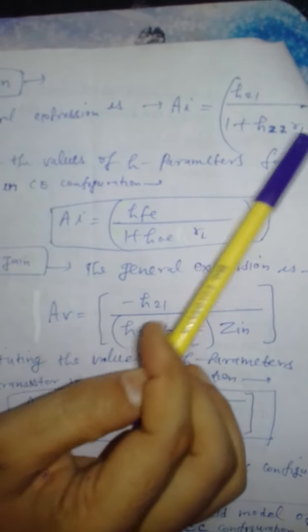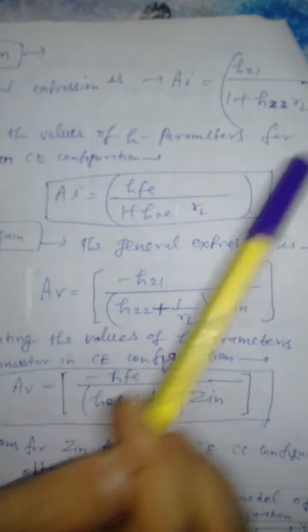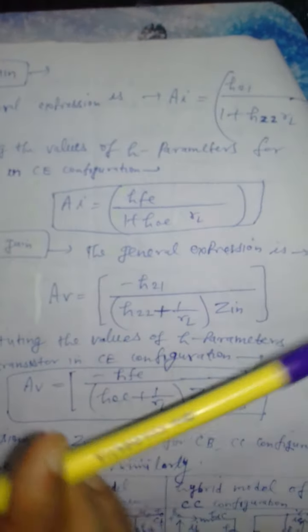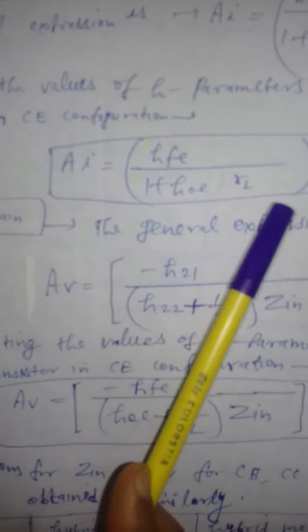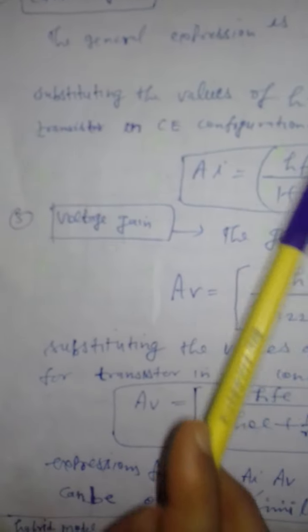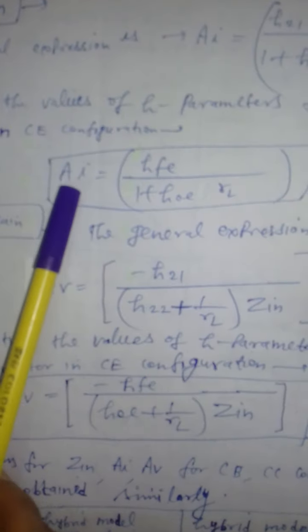Now replace these two parameters. H21 is replaced by Hfe for common emitter, and H22 is replaced by Hoe for common emitter. RL is the load resistance. These values will be given to you. You simply have to put these values in this expression and find out the current gain. So substituting the values of H parameters for the transistor in common emitter, you will get this equation: AI is equal to Hfe divided by 1 plus Hoe RL. Put these given values and find out this AI.